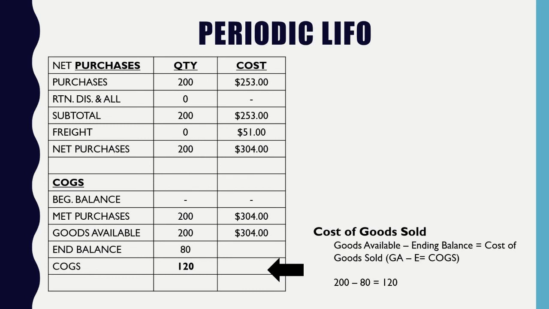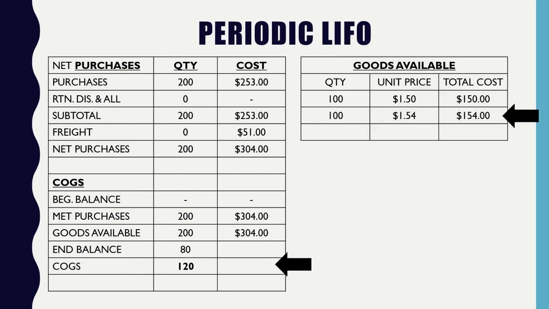Okay? So now we need to solve for my cost of goods sold. I already solved for my quantity. I now need to solve for how much it cost me, hence the word cost of goods sold. How much did it cost me to sell 120 units? Okay, so this is where we're looking at our batches of inventory. We made 2 batches of inventory, one on June 1st and one on June 8th, okay? So we have 2 batches of inventory.